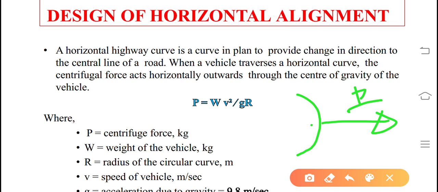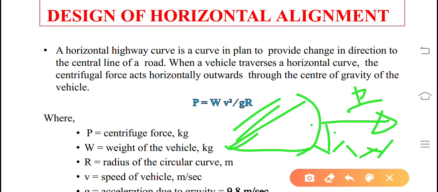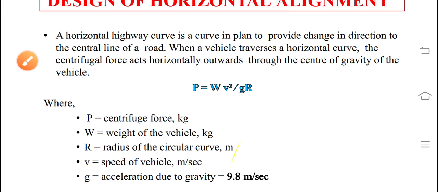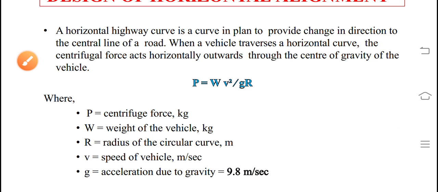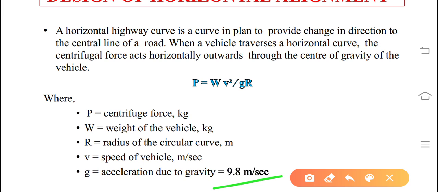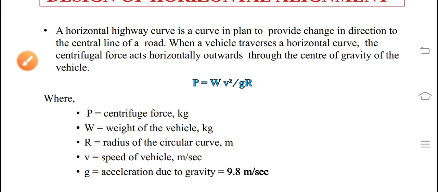Let it be P, which is equal to WV squared by gR, where P is centrifugal force in kg, W is the weight of the vehicle in kg, always acting downwards. R is the radius of the circular curve, V is the speed of the vehicle in meters per second, and g is acceleration due to gravity, 9.8 meters per second squared. You will see a neat sketch ahead.